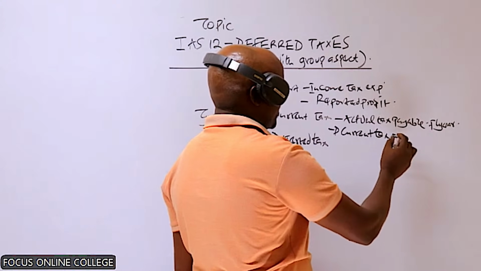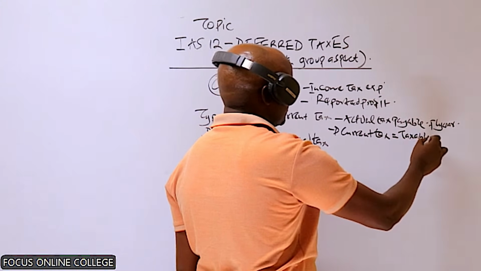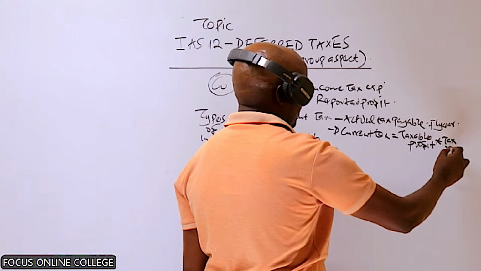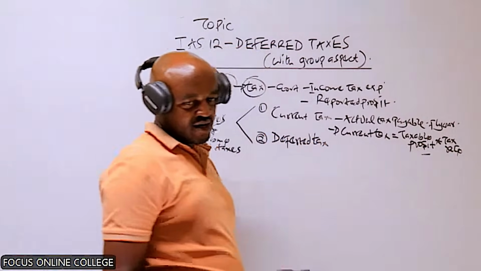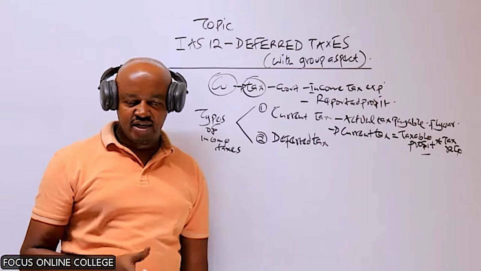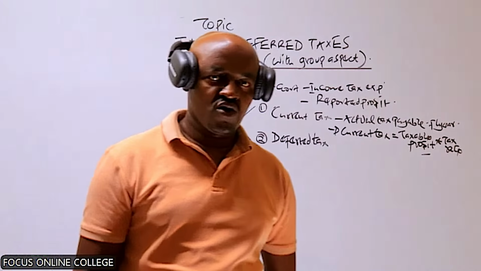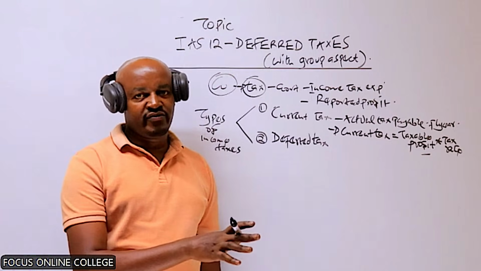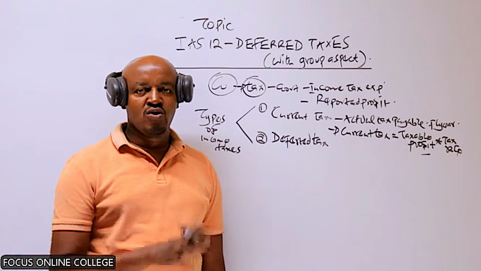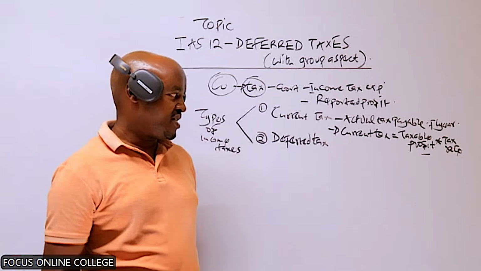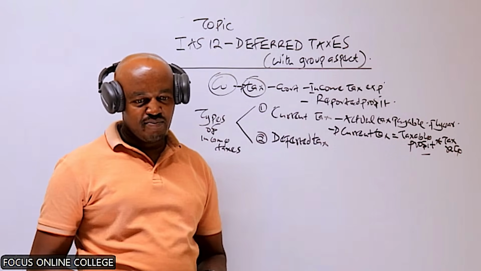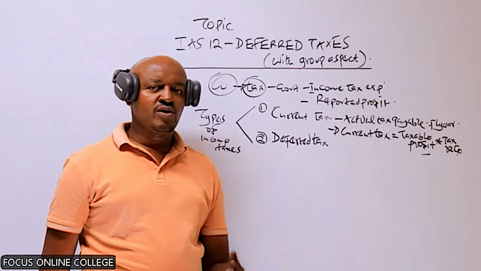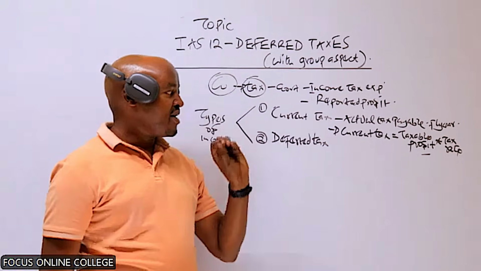The current tax is computed by taking the taxable profit times the tax rate. From what you have covered in taxation in PFT, you know how to compute the taxable profit. We take the taxable incomes of the company minus the allowable or deductible expenses. Whatever you get is the taxable profit. We multiply that taxable profit with the tax rate. Now that will give us the actual amount of tax which a company should pay to the government.